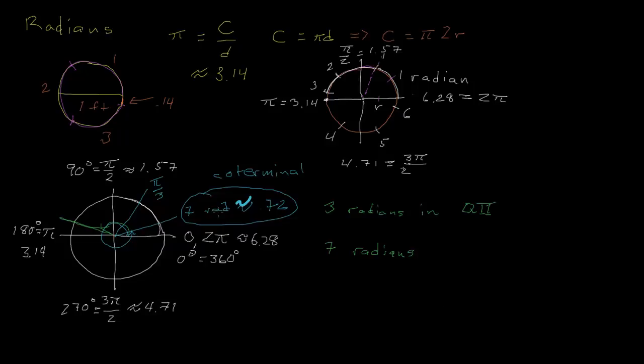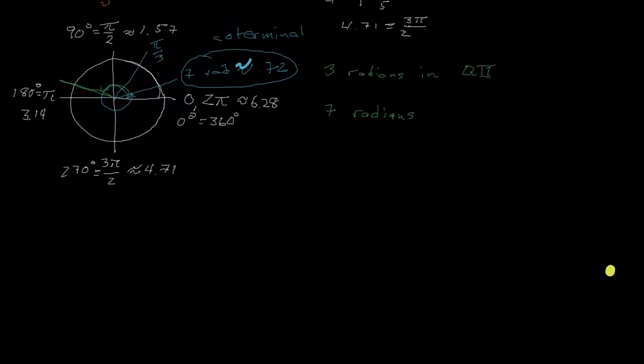Now, to review, to find a coterminal angle, I can add or subtract 2 pi. And we also want to be able to convert between radians and degrees, and that's an important part of this video. So let me talk a little bit about that.